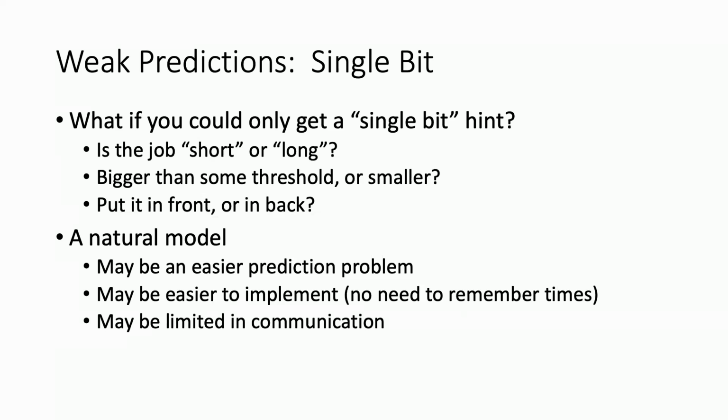One of the things I looked at next was what if you only got a single bit hint, right? So a single bit would just correspond to your predictor just telling you, I think this job is short or I think it's long. You could model that as, is the job bigger than some threshold or smaller than some threshold? And this works out nicely for queues because if it's short, you get to go in front, and if it's long, you get to go in the back. Also, it's a very natural model, so it may be an easier prediction problem than trying to predict exact times. Maybe easier to implement because you're just doing front or back of the queue, and so on.